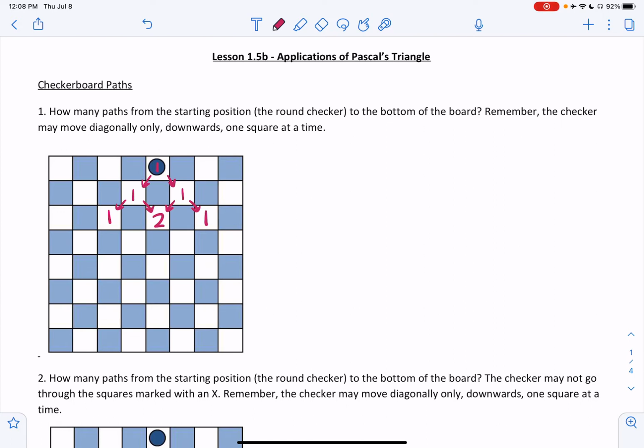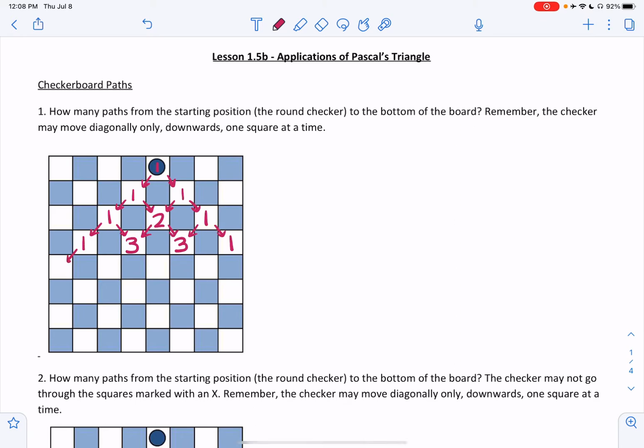Let's make the third row. So from here, I could go over here, I could go here, I could go here, here, or here. Now at the far left one, there's only one way to get there, and I'm continuing to build Pascal's triangle. The next one, 1 plus 2 is 3, so there would be 3 ways to get here. Next one, 1 plus 2 is 3, and then 1. I'm just going to continue in this same way to the bottom of the board.